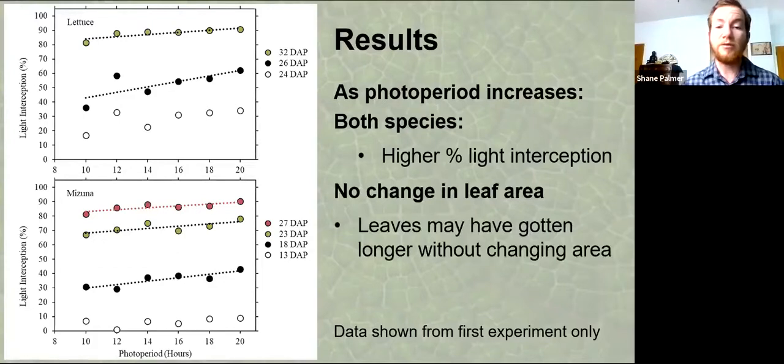And there was no change in leaf area, however. So if they were intercepting a higher percentage of the light available to them, but they didn't change in leaf area, that suggests that maybe the leaves have changed shape without changing area. And there are some other studies that have shown that in similar conditions where you expose some plants to low light conditions, one of their shade adaptive responses is that they change the shape of their leaves. So some plants will get longer leaves in the shade, even if the overall area doesn't change.